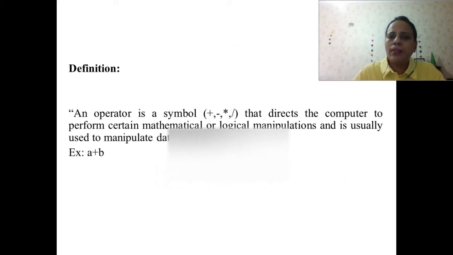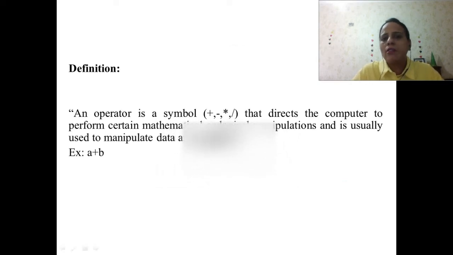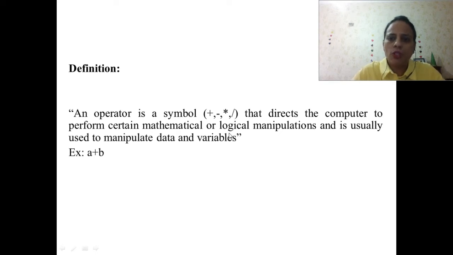An operator is a symbol like plus, minus, multiplication, division that directs the computer to perform any mathematical or logical operation. So whenever we do any mathematical or logical operation, we need operators, and they are usually used to manipulate data and variables. So we need operators to process the data and variables and to gather some result. For example, a plus b. Here plus is an operator and a and b are operands. So we have two things, operators and operands.